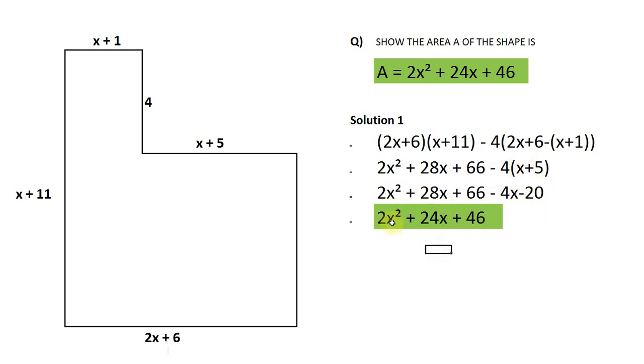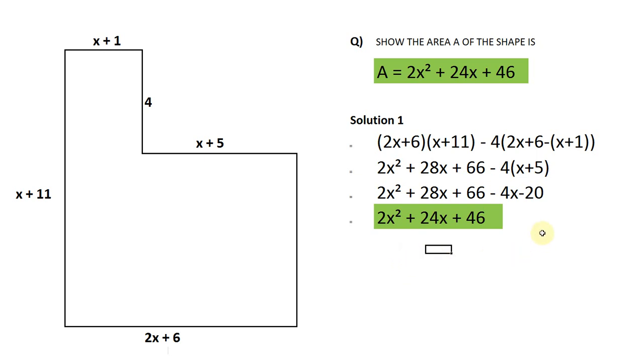Put all that together, you get 2x squared plus 28x plus 66, and then minus 4x minus 20. Gather all your like terms together, you have 2x squared plus 28 minus 4, which is 24x, plus 66 minus 20, which is 46. And there's our answer, and that's what we had to show.